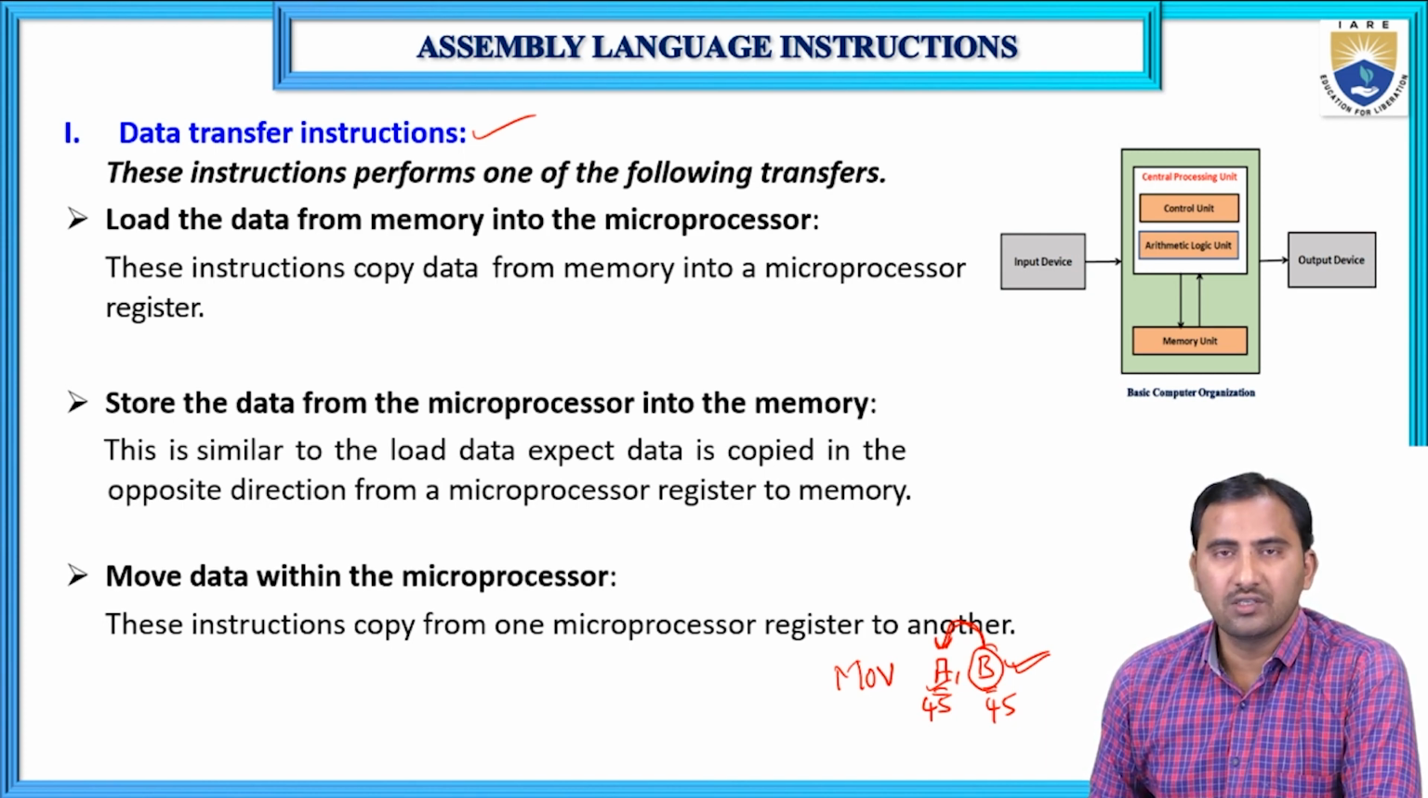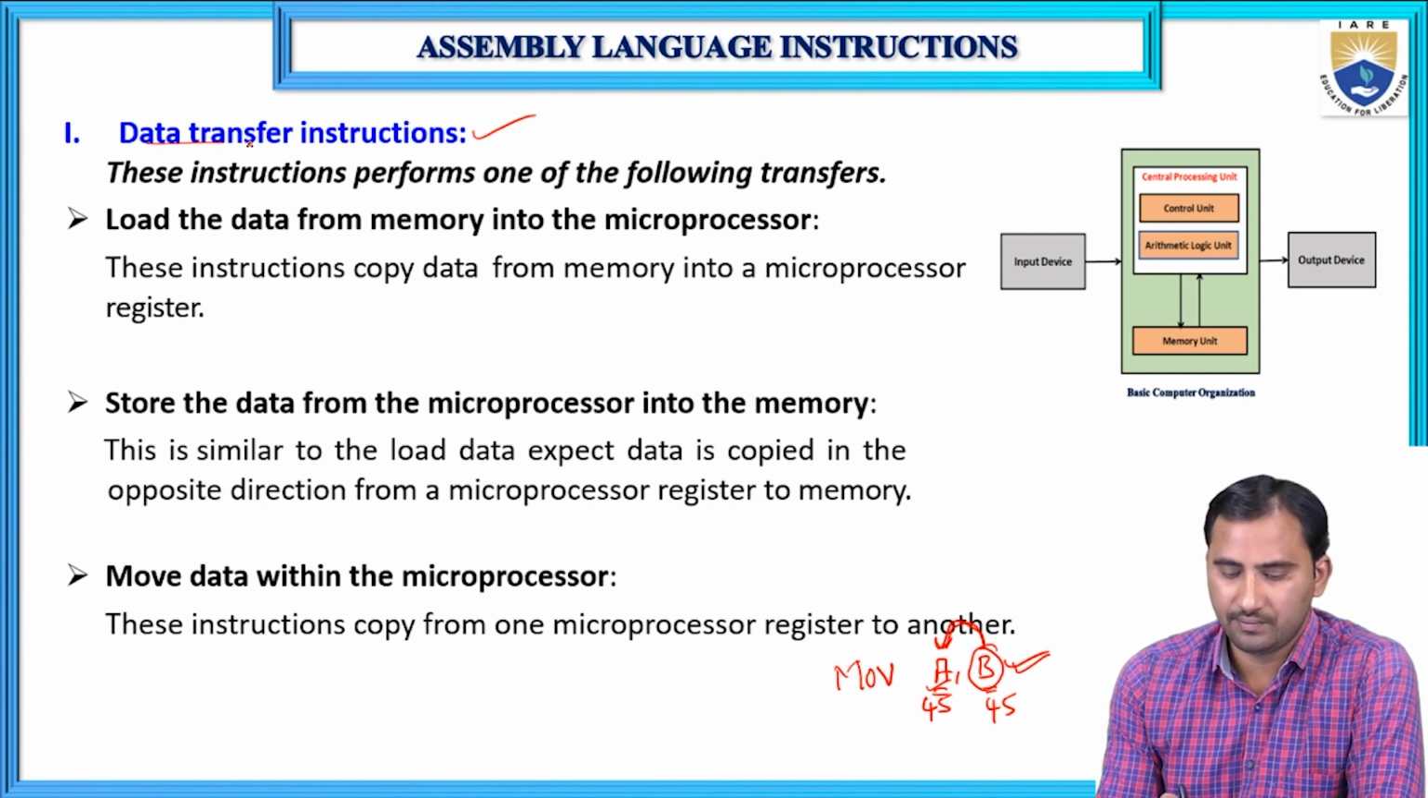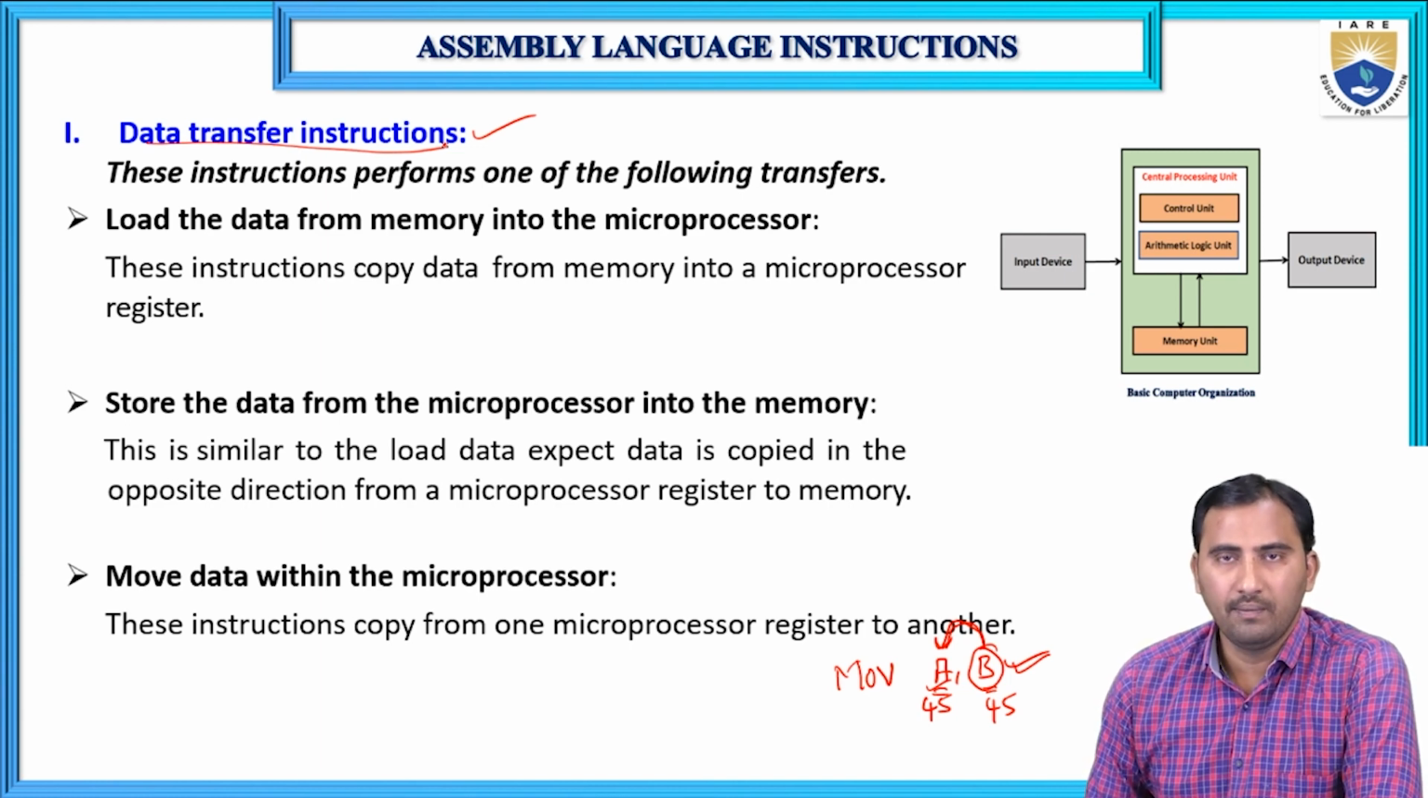The instructions which are used to copy the data from one register to another register are called data transfer instructions. Using these data transfer instructions, we can copy the data from one place to another place. Here we will see what the different data transfer ways are.